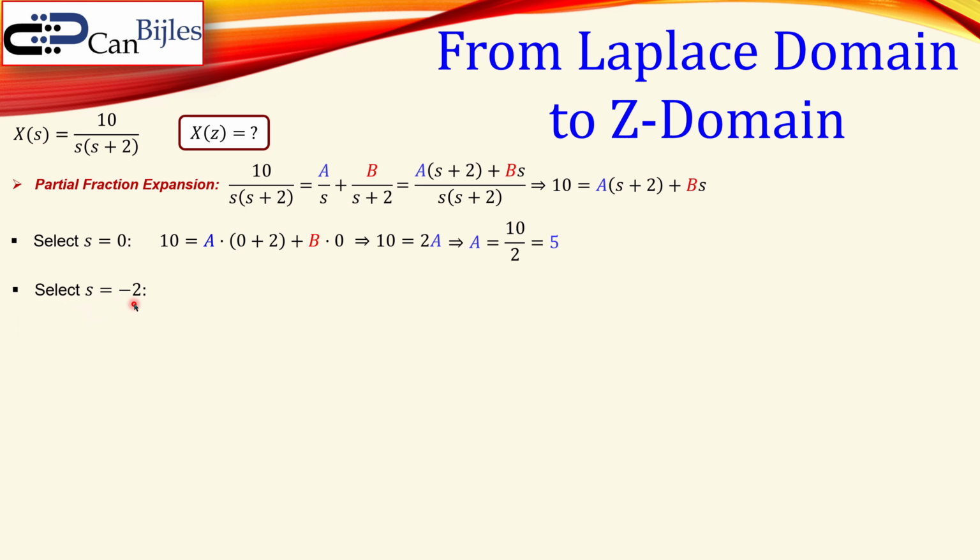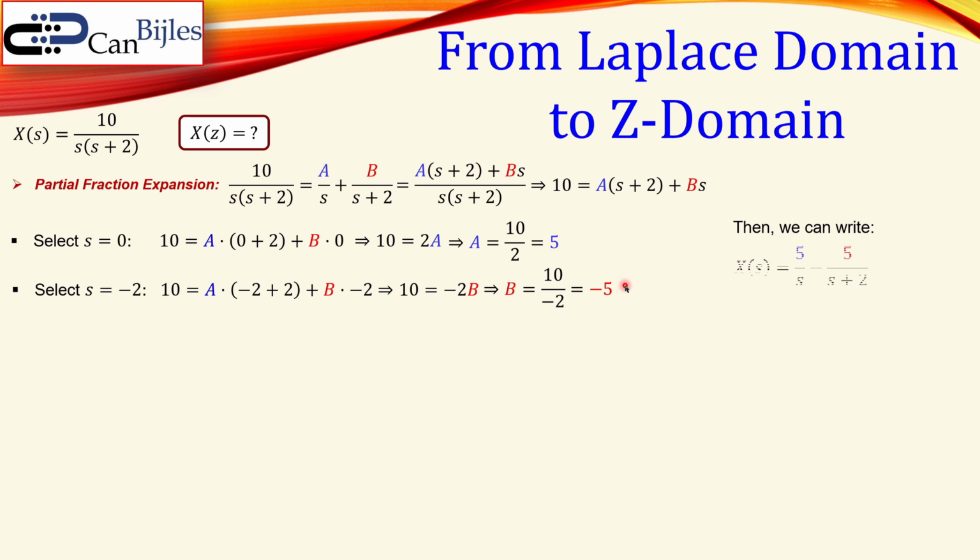And for s equal to minus 2, I lose this one, so I have only b. That means 10 is equal to, like so, minus 2b, because this is a minus 2. And then b will be minus 5. So I have now the a and the b. Then we can write this expression originally given here as one fraction in two fractions.